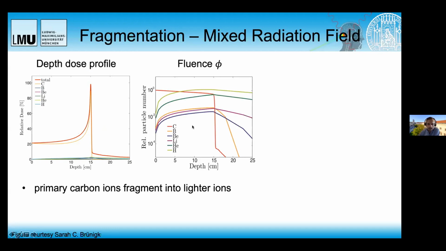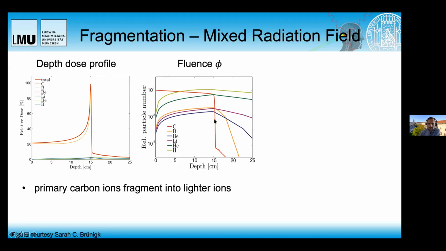And now here we look at fluence. So the fluence, the number of particles as a function of the penetration depth. And what you see here now is that the carbon ions, in this case, for this energy, stop around 15 centimeters in water. And there are, again, these lighter fragments, which basically have the ability to penetrate deeper tissues.